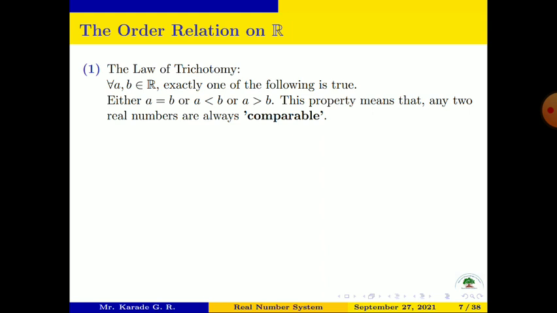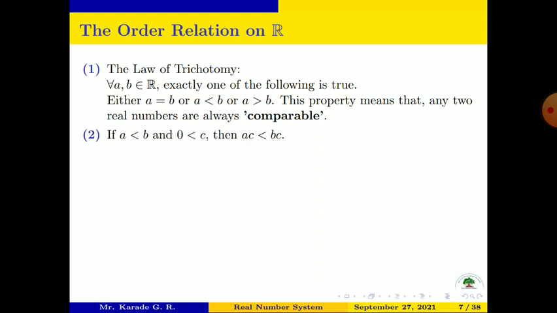So if I take any two real numbers, then either these two real numbers are equal, or the first real number is less than the second, or the first real number is greater than the second real number. So this is called the law of trichotomy, which means any two real numbers are always comparable. We can always make the comparison of any two real numbers.